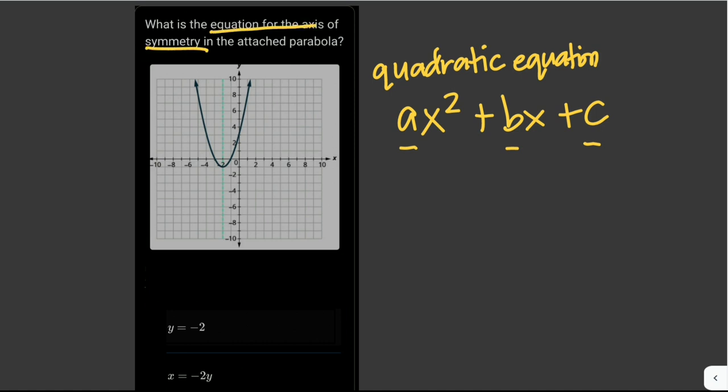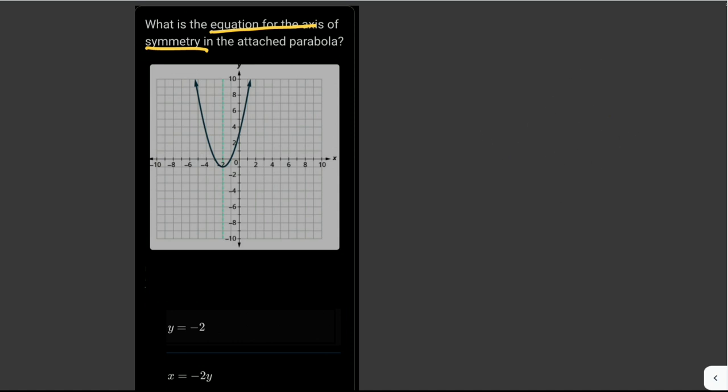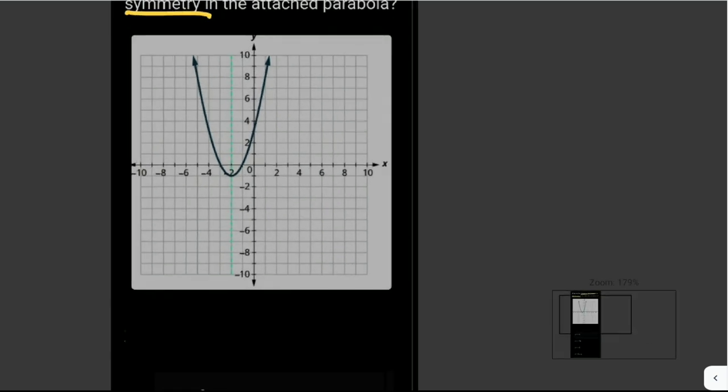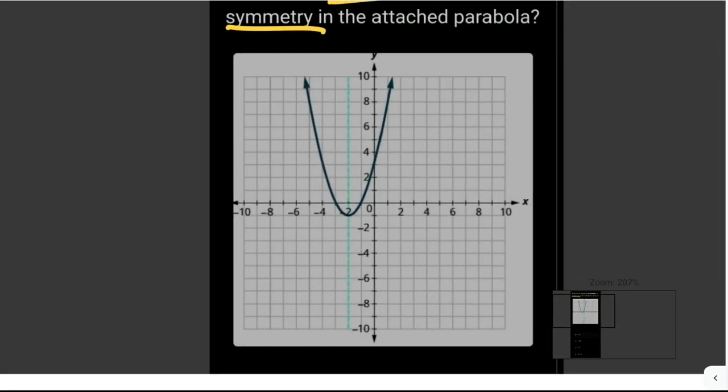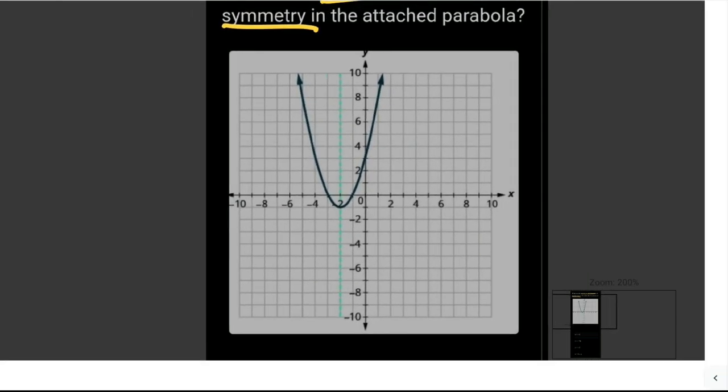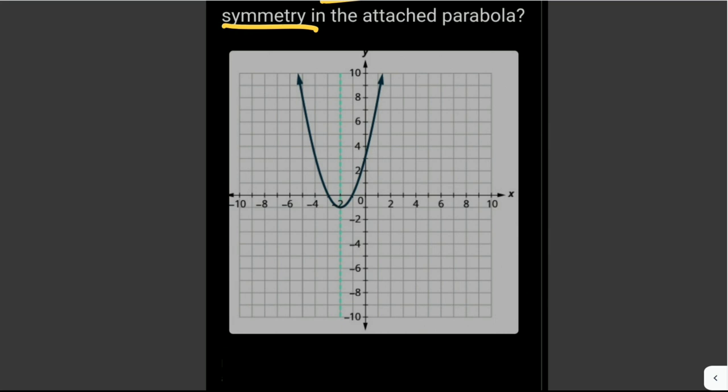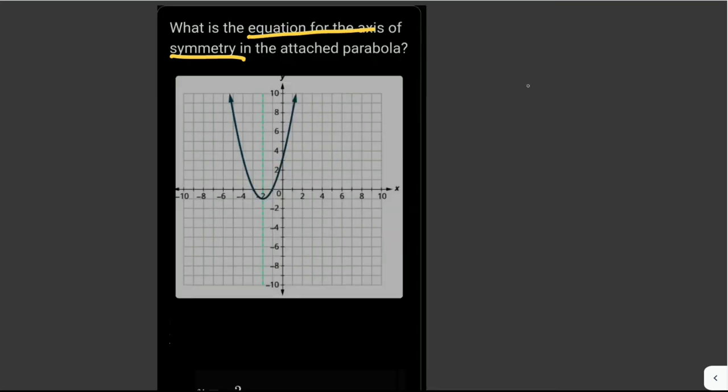So what is an axis of symmetry? The axis of symmetry cuts any geometric shape into two equal halves. In this problem, we're given a parabola, so the axis of symmetry here always goes through the vertex of the parabola. Or we can say that the axis of symmetry is a vertical line that goes through the x-coordinate of the vertex.